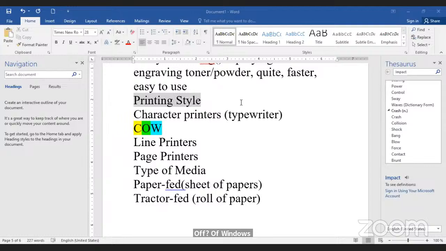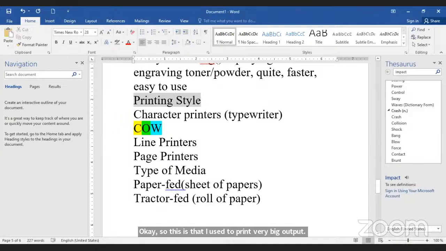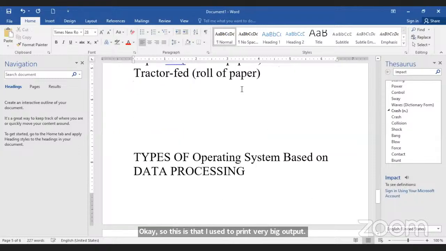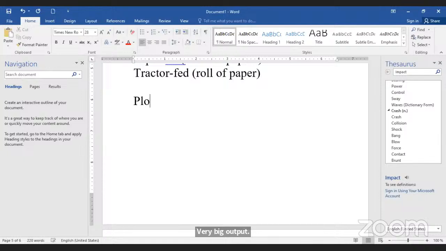Also, we have some printers that can be used to print a very big output. Most of you will be campaigning. You want to be a student leader, want to print a flyer. Instead, you want to print, even put your picture on the billboard. Okay, so these printers that are used to print very big output, what's their name? They're usually called plotters.